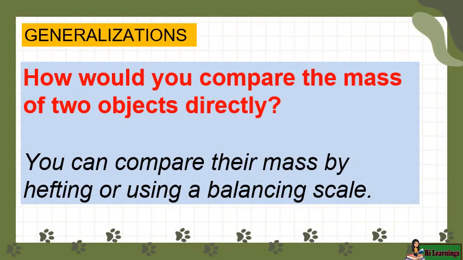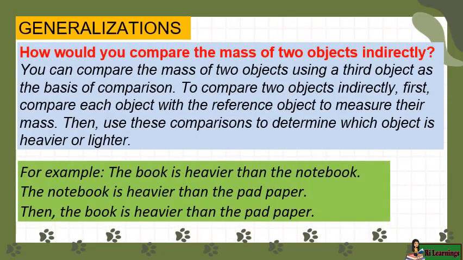Generalizations. How would you compare the mass of two objects directly? You can compare their mass by hefting or using a balancing scale. How would you compare the mass of two objects indirectly? You can compare the mass of two objects using a third object as the basis of comparison. To compare two objects indirectly, first, compare each object with the reference object to measure their mass. Then, use these comparisons to determine which object is heavier or lighter.